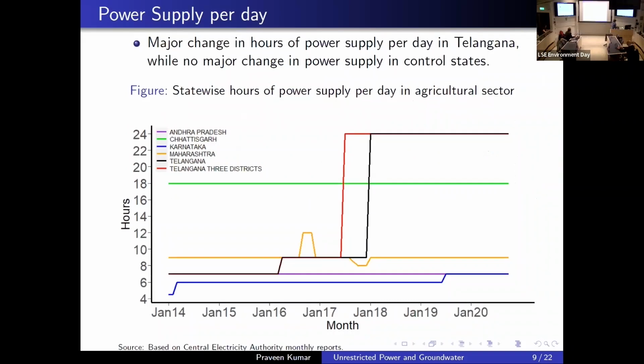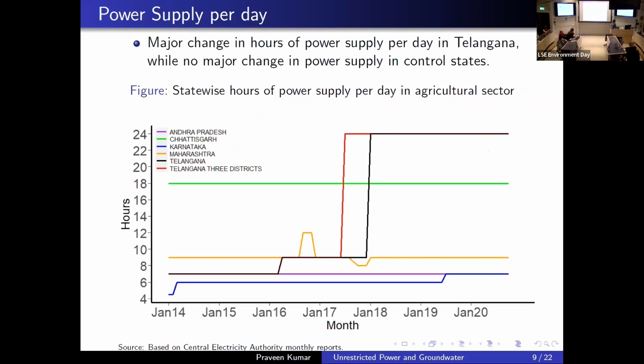So if you look at the power supply per day situation in my study region and also the neighboring states, this black line is Telangana. After January 18, there was a shift from 9 hours of power supply to 24 hours of power supply. And if you look at the other states.